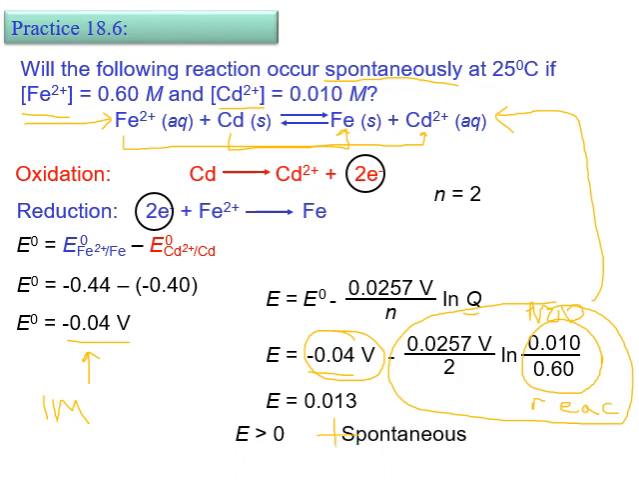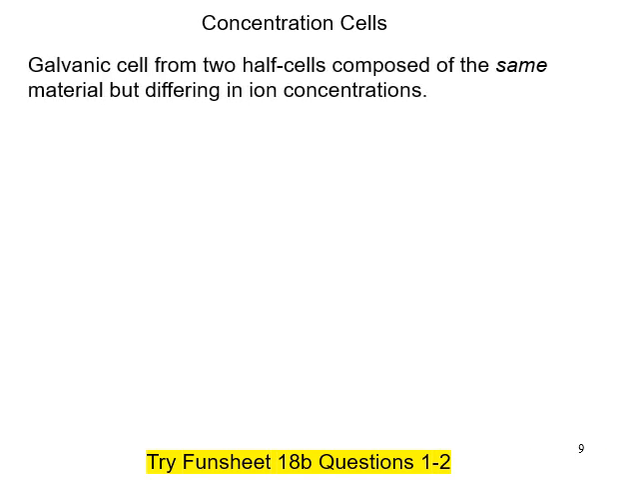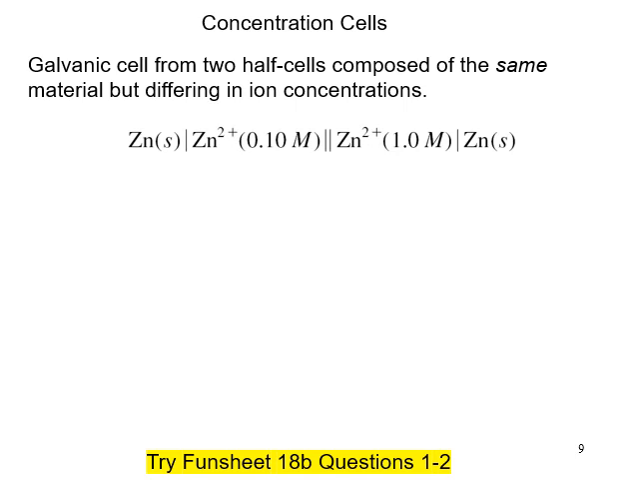And spontaneous. Very good. Now what we just did was changing concentrations of reactants and products, but a concentration cell is slightly different. The two half cells are the same material, but differing ion concentrations. So this is a cell diagram that indicates a zinc-zinc cell, but you have different concentrations. So what do you think is going to happen as far as the movement of electrons? This is kind of like something running downhill. Is something going to become more concentrated or less concentrated as the reaction occurs?